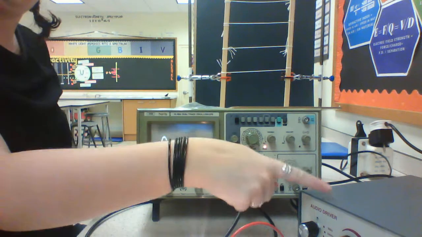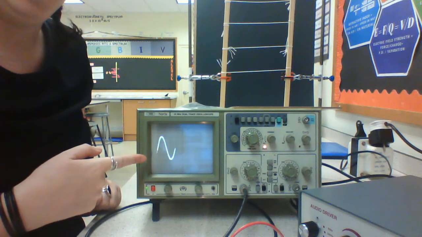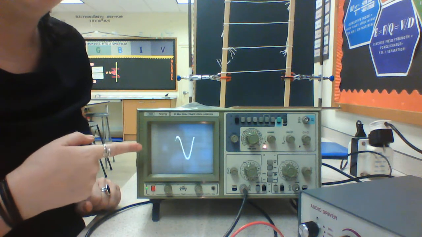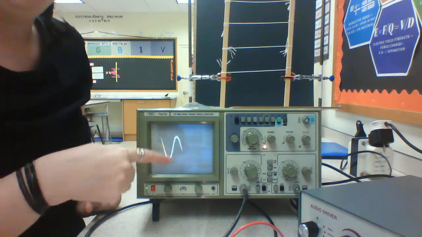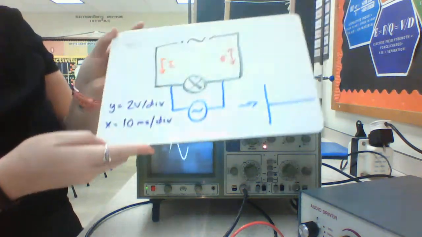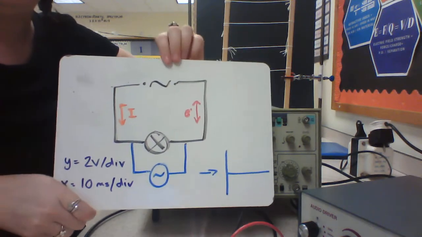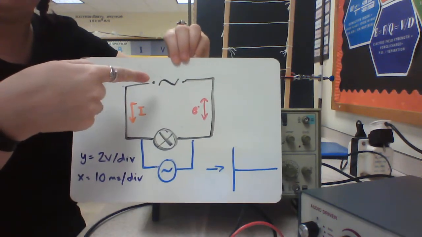And I have an AC supply. Now you can see that it's no longer a straight line. We have a sinusoidal curve, up and down motion, up and down motion. Now I have this circuit. So rather than having a battery, I have an AC supply up here.